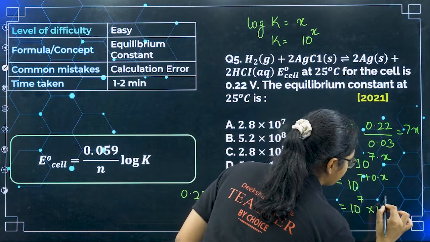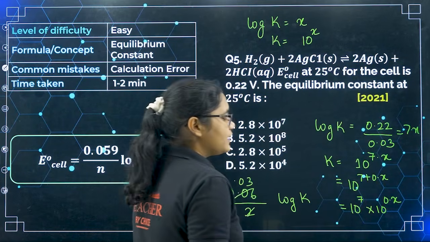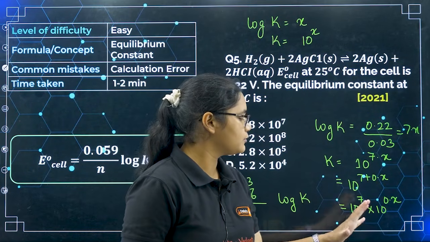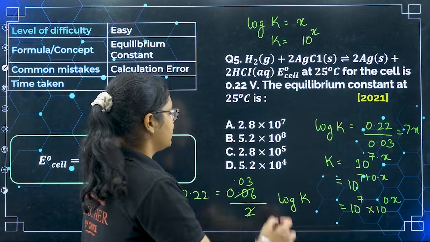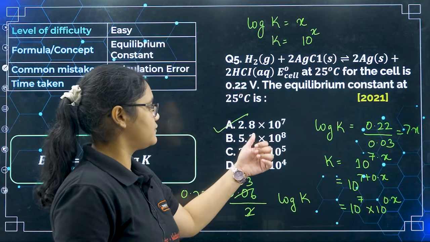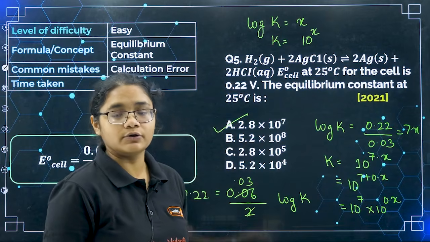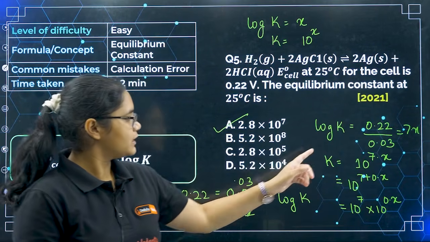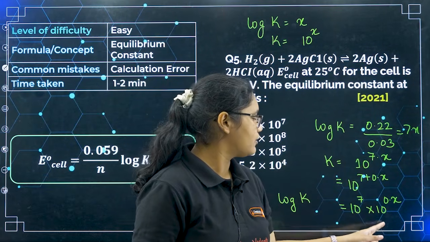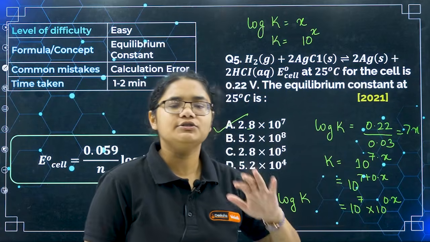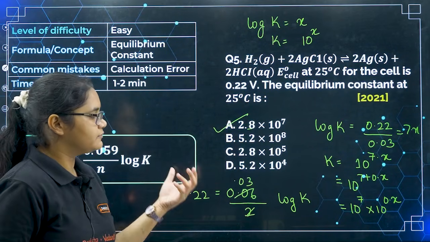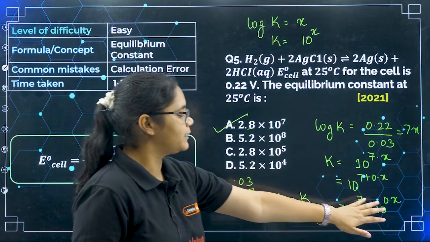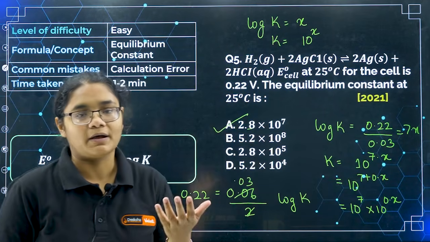10 to the power of 7 into 10 to the power of 0.x. You don't have to worry about this part, but you know that the power will be in the form of 10 to the power of 7. So I have here only one option with 10 to the power of 7, so I'll get 2.8 into 10 to the power of 7. Whatever this value was, its antilog value would be 2.8, which we don't have to find, right? So that is why you can solve this question very easily without going to that part. 2.8 into 10 to the power of 7.